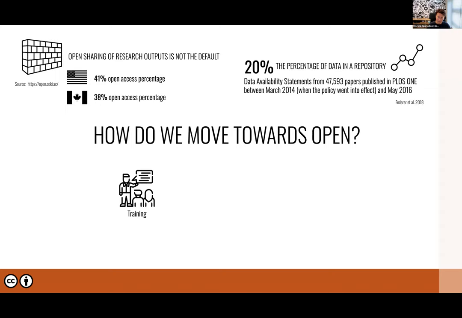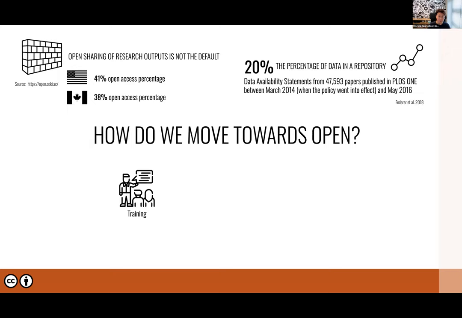The first is training. A lot of researchers don't really even know that open practices are available to them. Many have misconceptions about the costs of open access and using repositories. So training is a really important component, and it could happen at the institutional level, but also there are many organizations, including some from colleagues that we'll hear from today, like Open Life Science, that provide training for researchers.